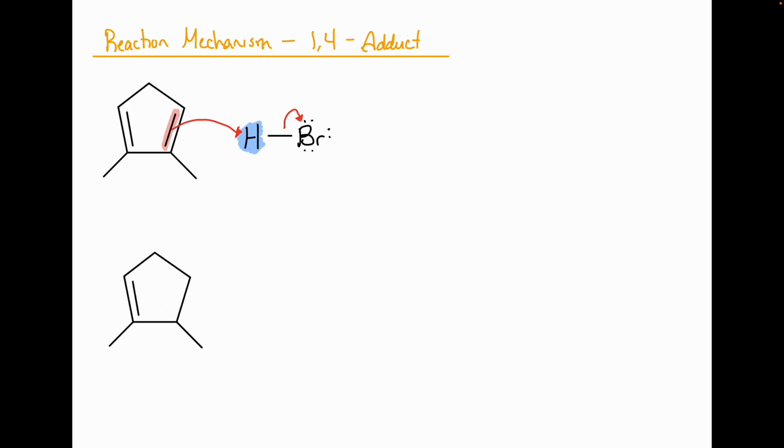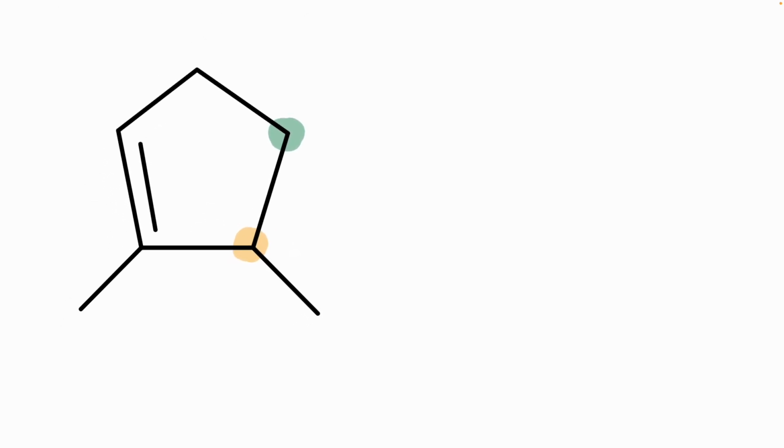Okay. If we look at our intermediate here, there are two possible locations where we could put that hydrogen on either side of this double bond. One carbon will get the hydrogen, the other one will be left without that pair of electrons and have a carbocation. All right, so where's the hydrogen going to go? Green or orange? Green, because our carbocation has to form in that allylic position.